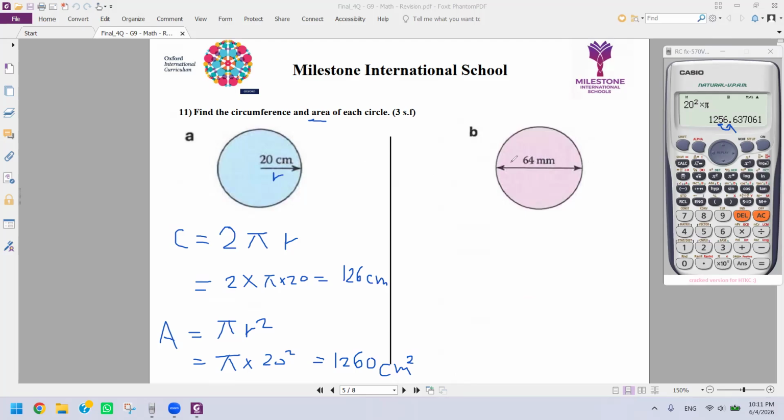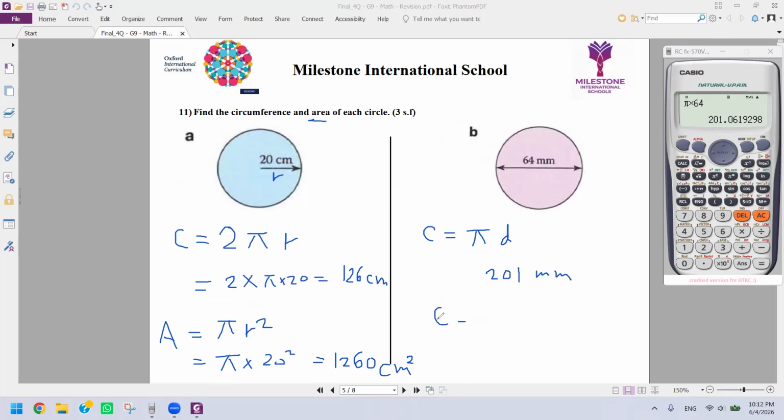Now for the second part, r is not given. The whole thing is given. This is called diameter. Diameter is 64. Now to find C, we said there's two formulas, 2 pi r or pi d. Pi times d. So you just do pi times 64. Three significant figures, 201. What's the unit? Millimeter.